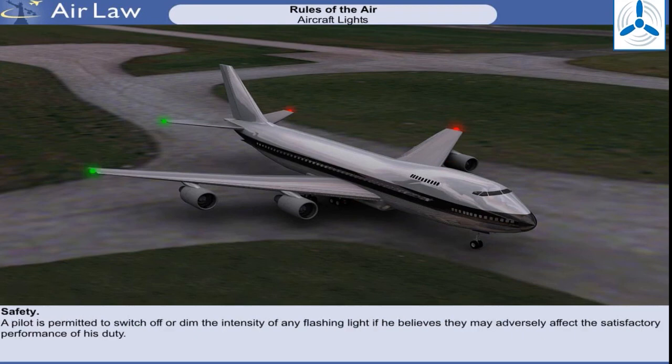A pilot is permitted to switch off or dim the intensity of any flashing light if they are likely, in his opinion, to adversely affect the satisfactory performance of his duty, or subject an outside observer to harmful dazzle.